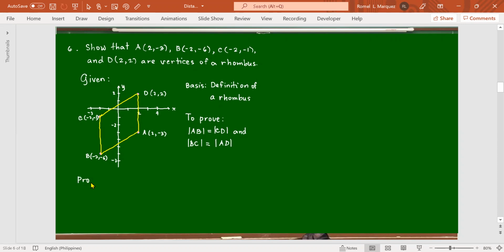Or let's now have our proof, meaning we compute the following. AB by distance formula is square root of -2 minus 2 quantity squared plus -6 minus -3 quantity squared, and that is equal to square root of 16 plus 9, that is 5, right? What about AD? I mean CD.